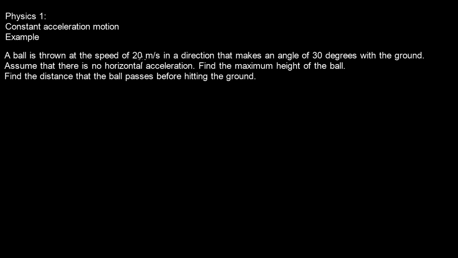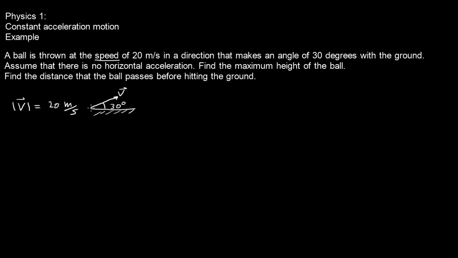So the speed is 20 meters per second. The speed is the magnitude of the velocity vector. So the velocity vector has a magnitude of 20 meters per second in a direction that makes an angle of 30 degrees. So if this is the ground, then the ball makes, this is the speed, it makes an angle of 30 degrees.